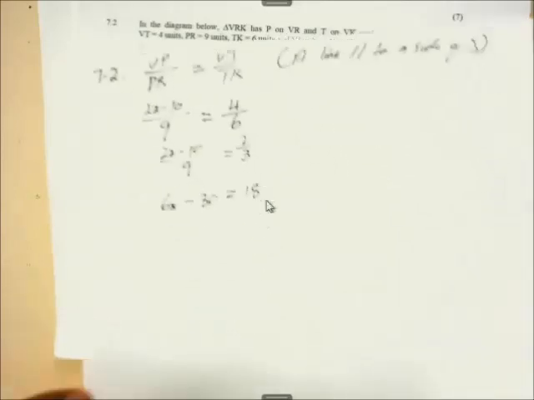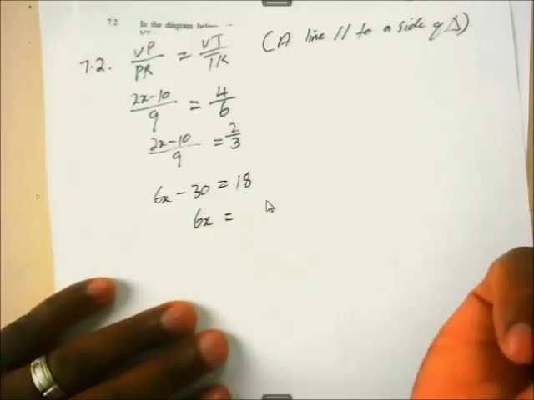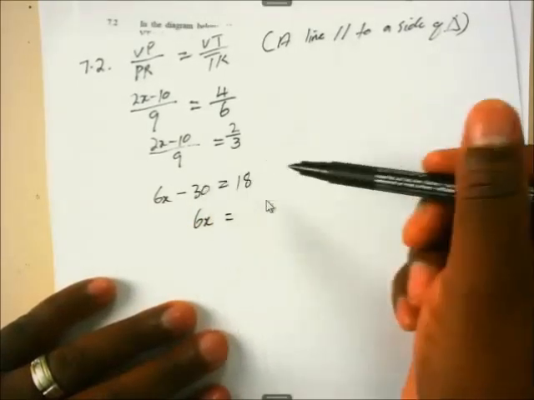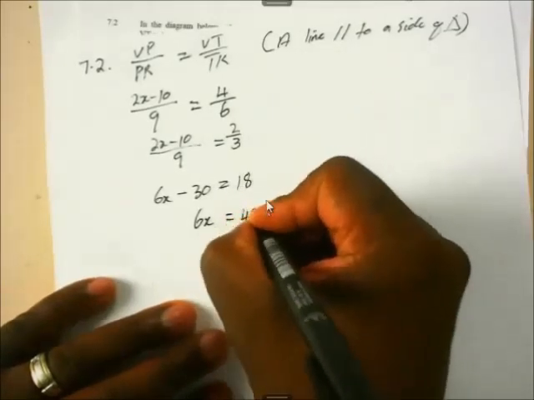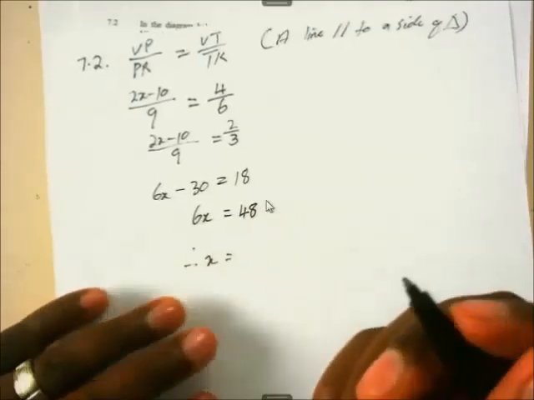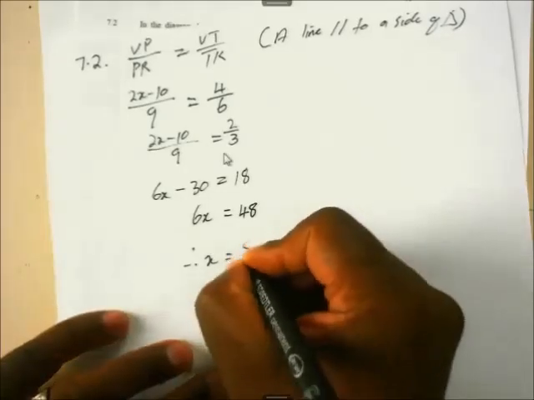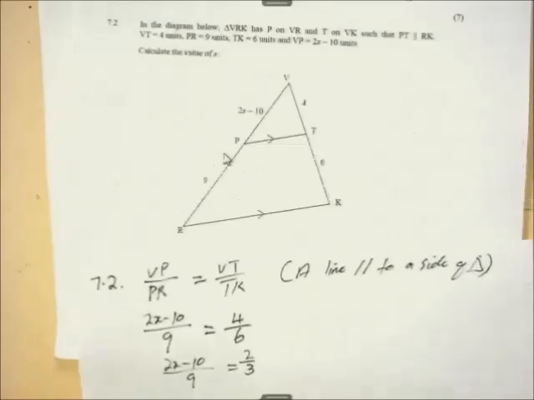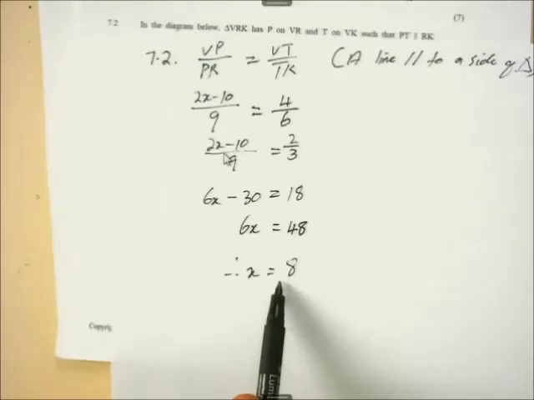Now, let's group the like terms. On the left-hand side, we are only left with 6x. We transpose this negative 30 to the right. Then we've got 18 plus 30, which will give you 48. Now it becomes easy for us to solve for x, because we just divide by 6 on both sides, and 48 divided by 6 gives you 8. Therefore, x is equal to 8 units.